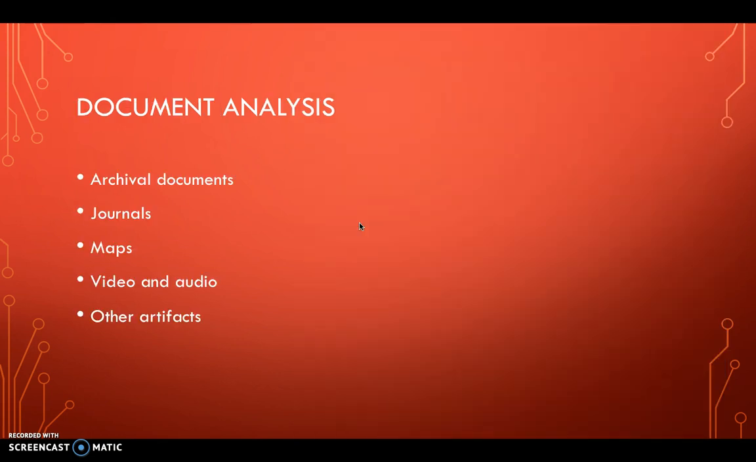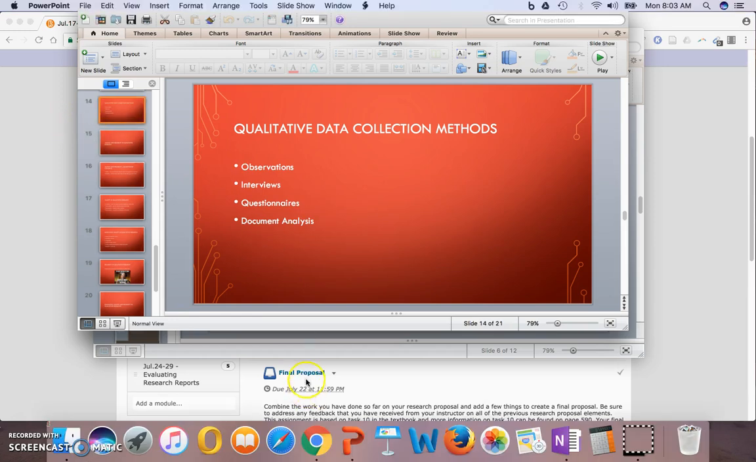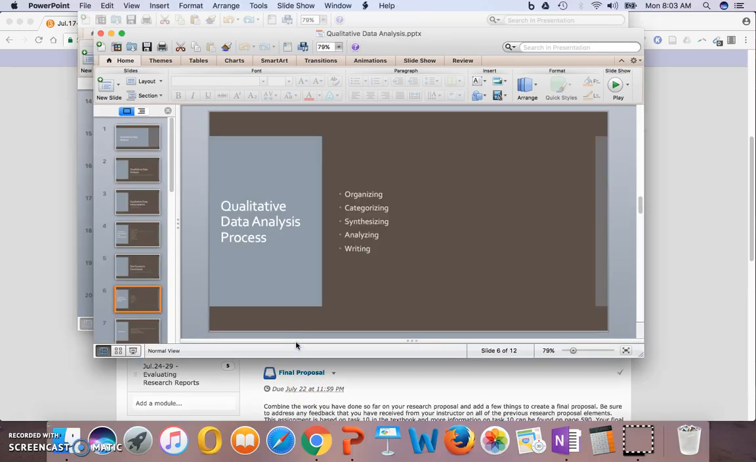And then document analysis is the last method that we're going to talk about today, and that just means that you might look at artifacts or documents to determine information for your study, to gather data for your study. So this could include documents from an archive, journals, maps, video and audio, and other artifacts. So those are the qualitative data collection methods that you might follow as part of a qualitative study.